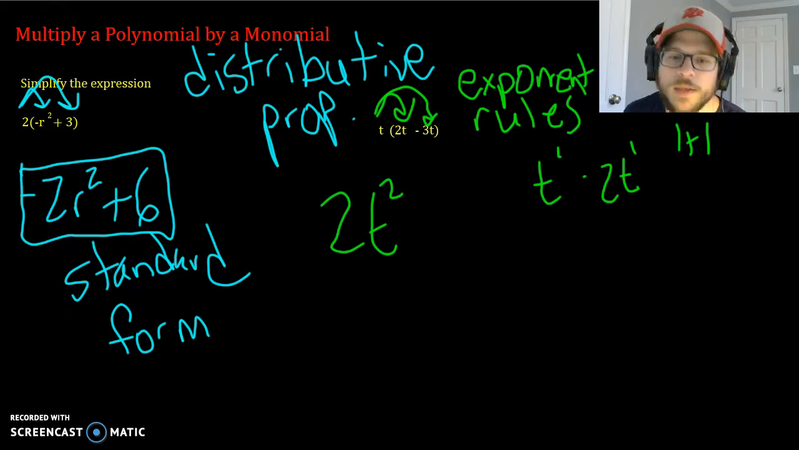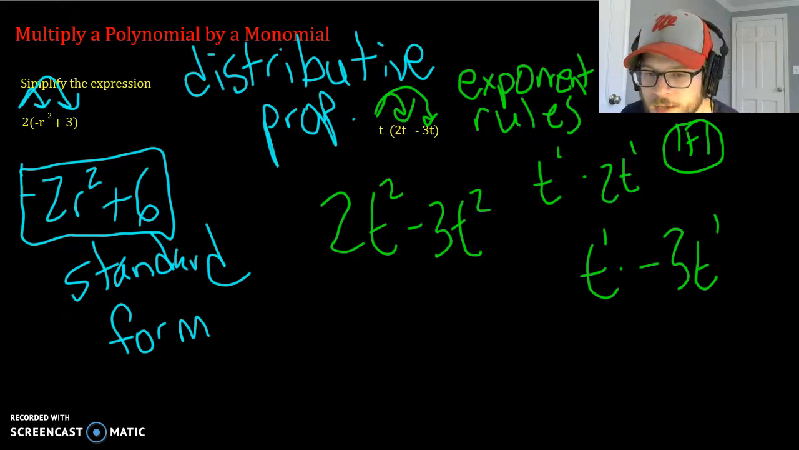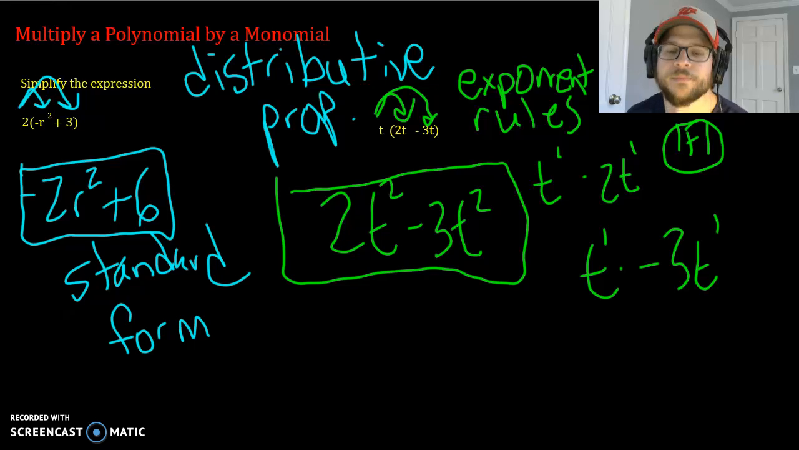And then for the second one, t times negative 3t is the same thing, where your 1 plus 1 leads to your exponent, and the negative 3 still stays out in front. So make sure that you're just distributing the terms and following your exponent properties.